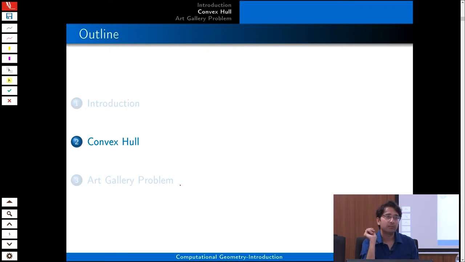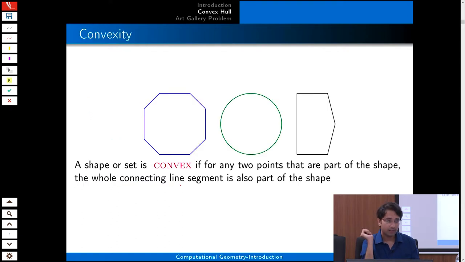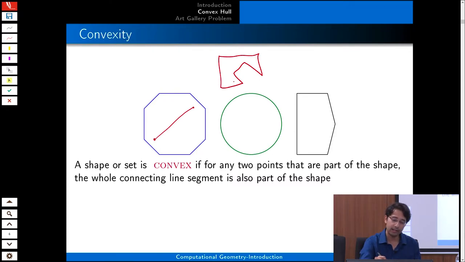So today we'll start with a very simple problem of finding a convex hull of a set of points. But before we move on to that, first we have to understand what a convex hull is. So what is a convex shape? It's a subset of the plane in R2 such that if you take any two points inside the shape and join them by a line, then the line will be completely contained in the shape. Clear? For example, if I take this shape, this is not convex because there exist two points such that if I join them, the line is not completely inside the shape. Good? Okay.